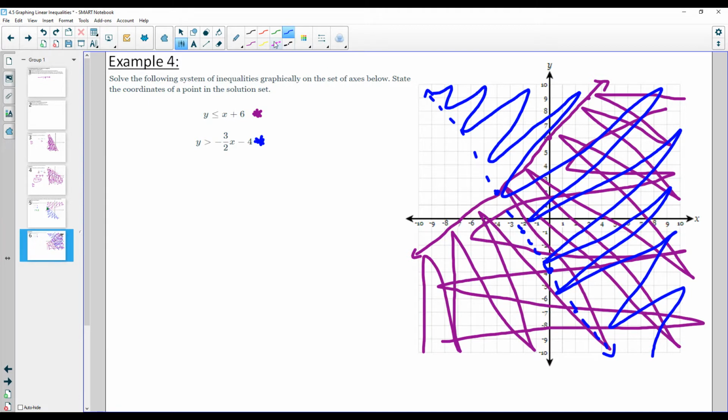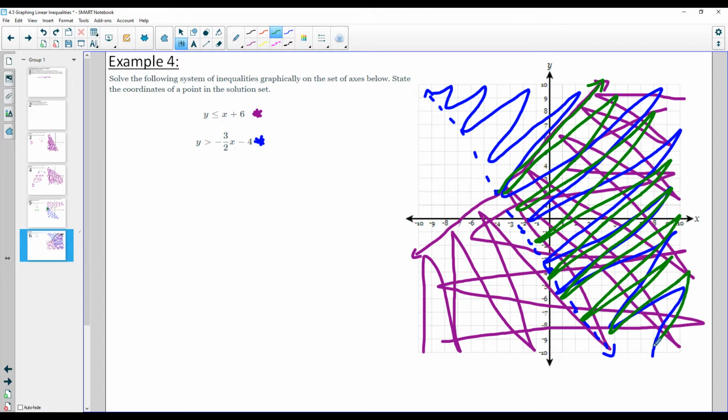And so the overlap is this part of the line and all of this in here. Right, so all of this is the overlap, where there is green, or where there is blue and purple. All that overlap. I know it looks a little crazy.